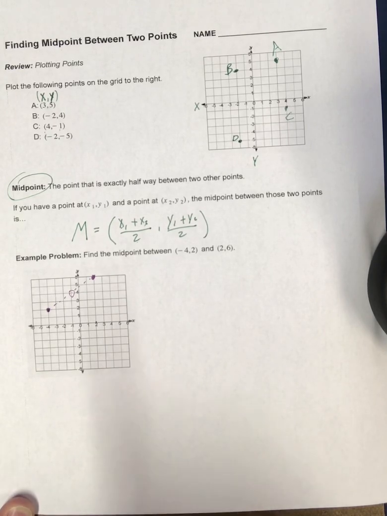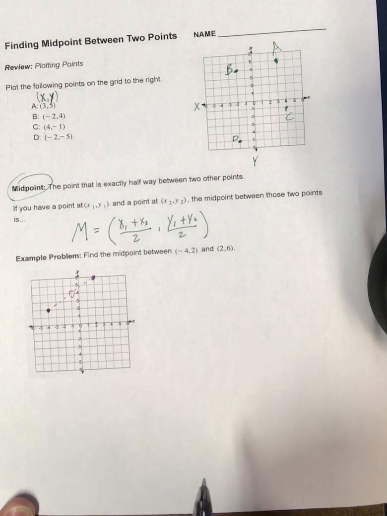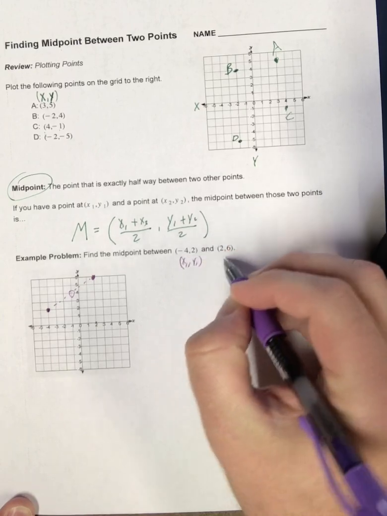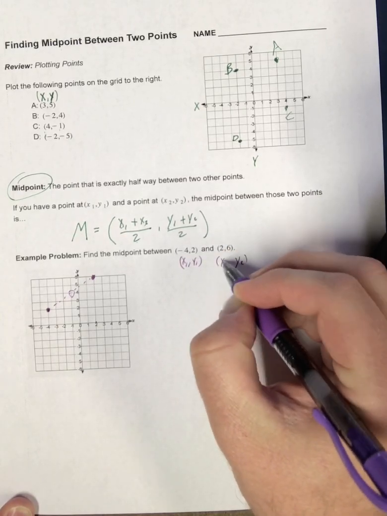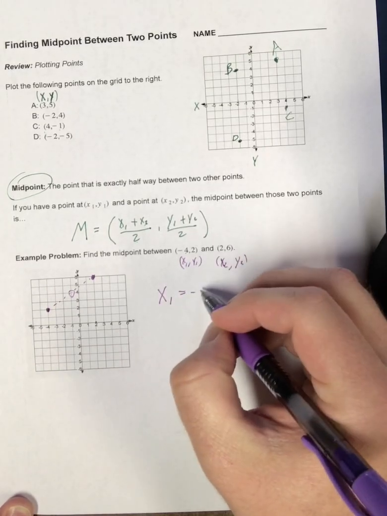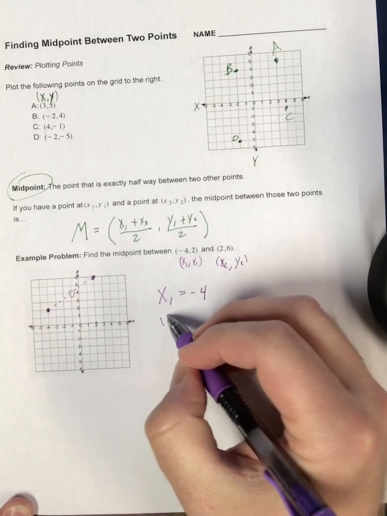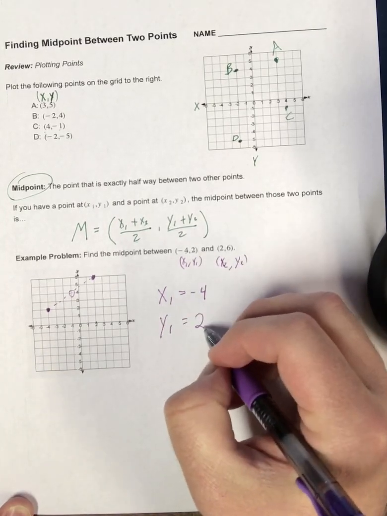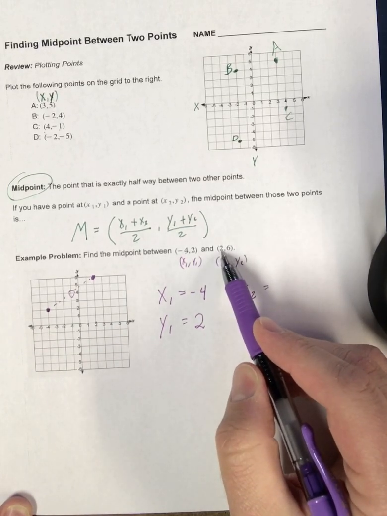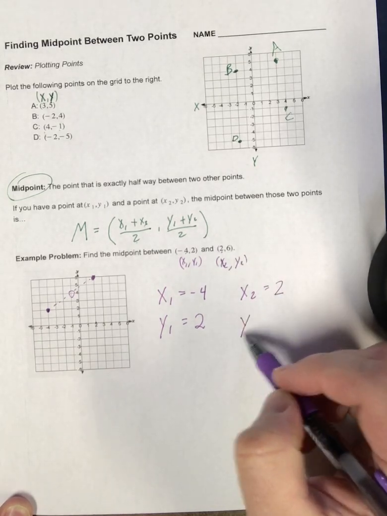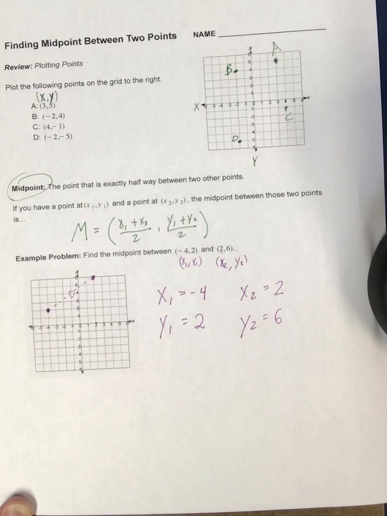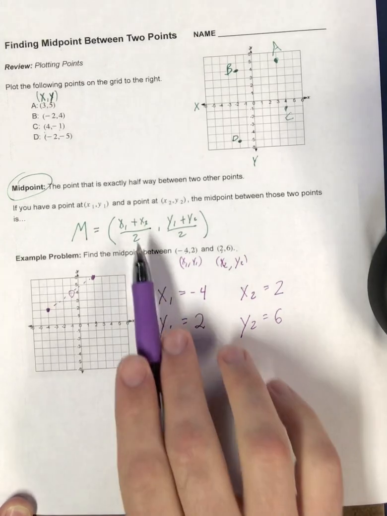Let's find out. Before we use this formula, it's really important to identify what the values are. So this goes x1, y1. This goes x2, y2. So what I'm going to do is I'm just going to label them. So x1 is the first x value, -4. y1 is the first y value, 2. x2 is the second x value, which is right here at 2. And the y2 is the second y value, which is 6. So I've identified all the things I need to plug into the formula.